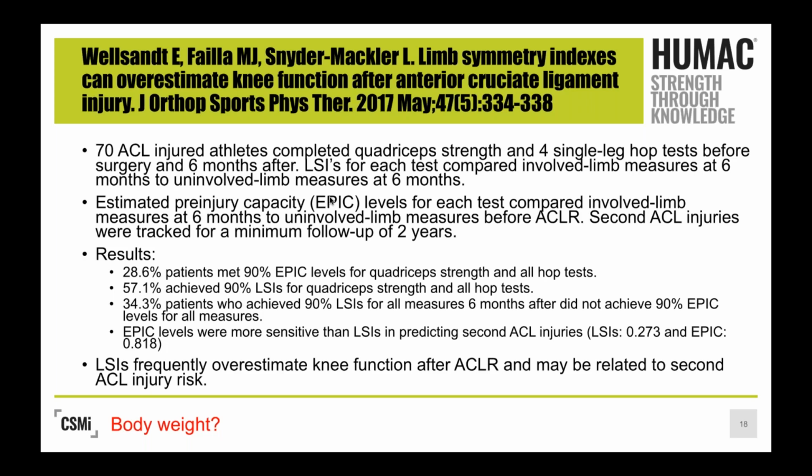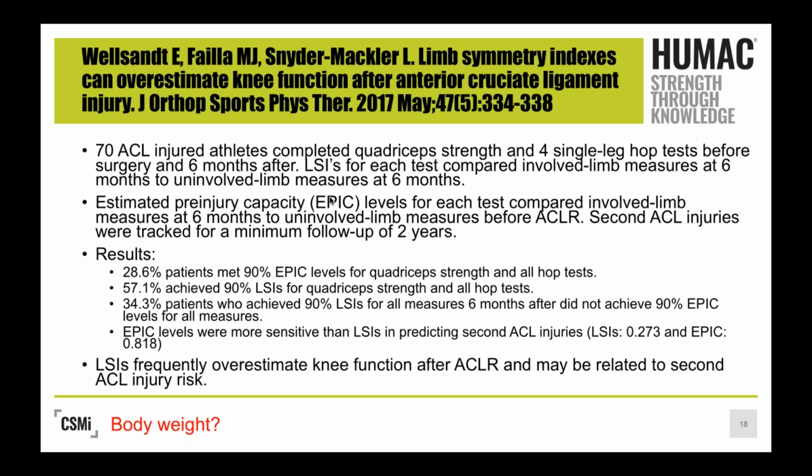That makes sense. Not only is that uninvolved limb not getting pushed for 6 months, you're going to have a lot of loss of strength in that limb at that point. So that makes sense there. When they looked at predicting injuries, the epic level was more sensitive than the LSI in predicting that second injury. The LSI sensitivity was only 0.27, whereas the epic was 0.81. So it was a much higher sensitivity when you're looking at prediction of re-injury.